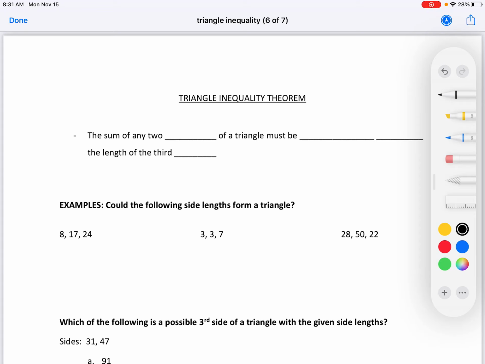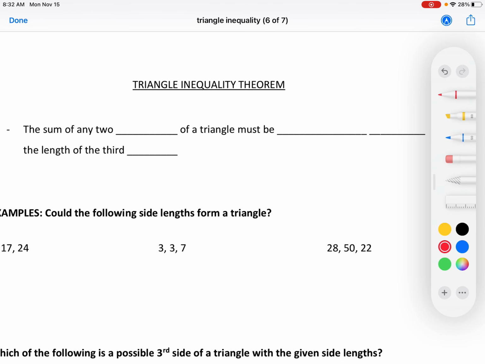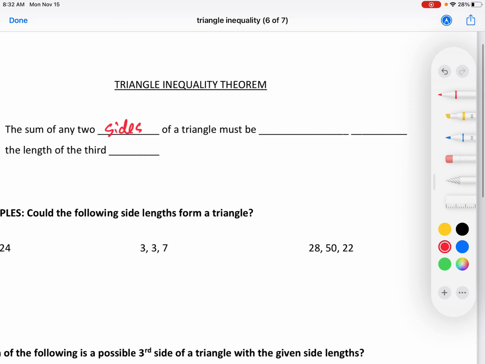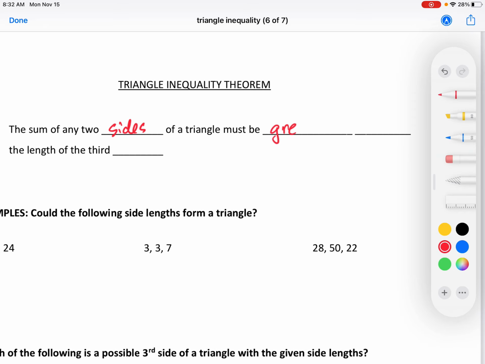All right, we're looking at notes for the triangle inequality theorem. The first thing is the theorem itself up here at the top. We're going to fill in a couple of blanks. It says that the theorem says that the sum of any two sides of a triangle must be greater than the length of the third side.